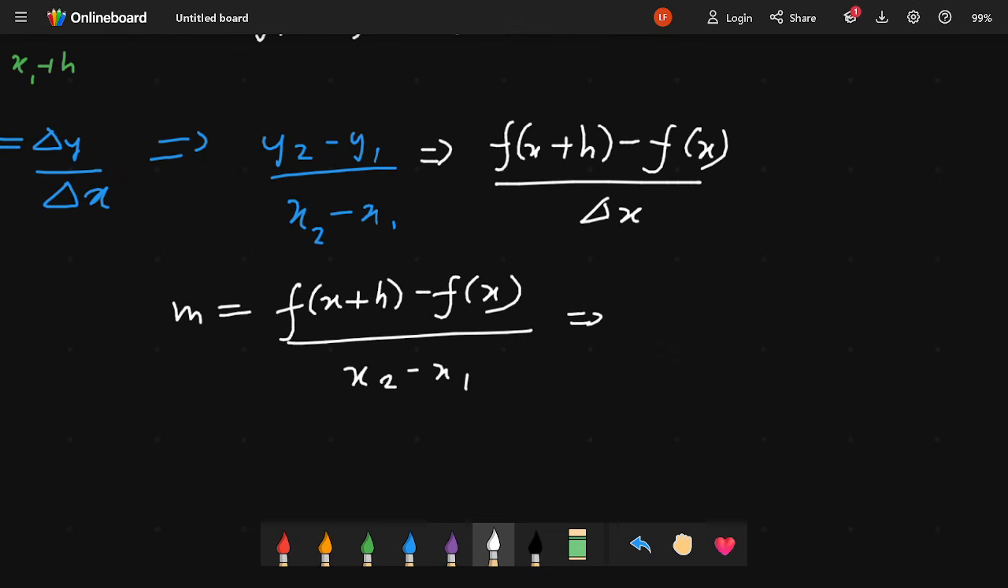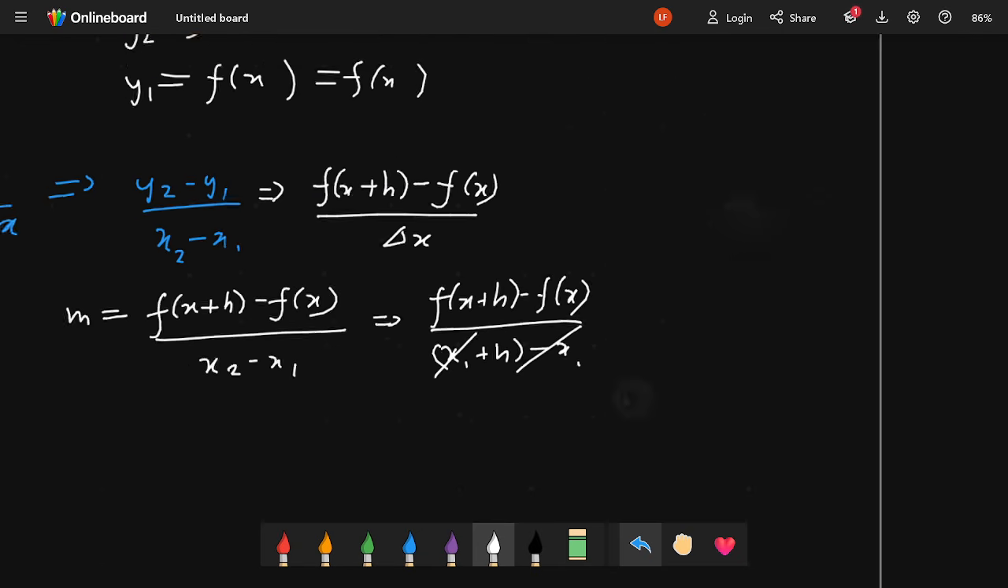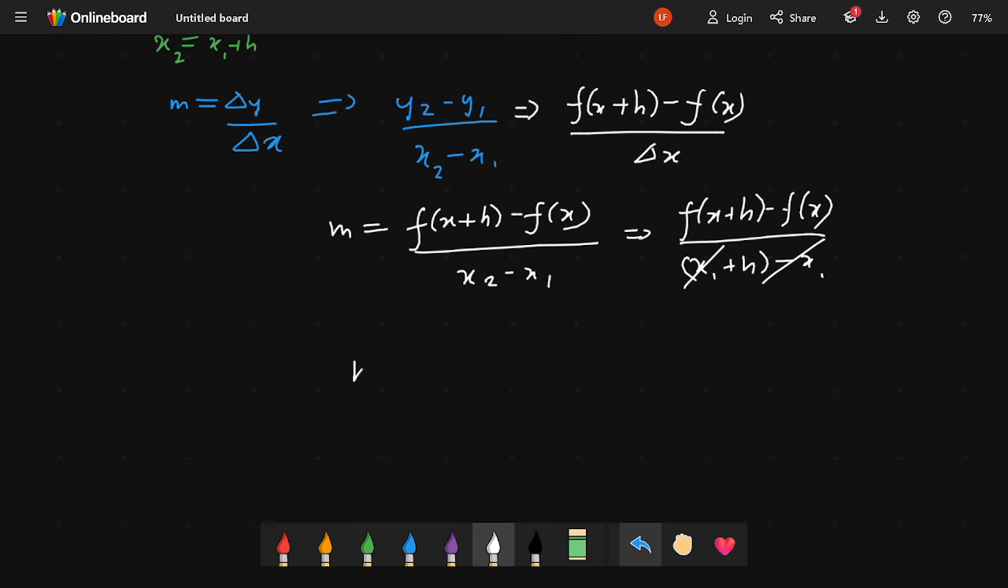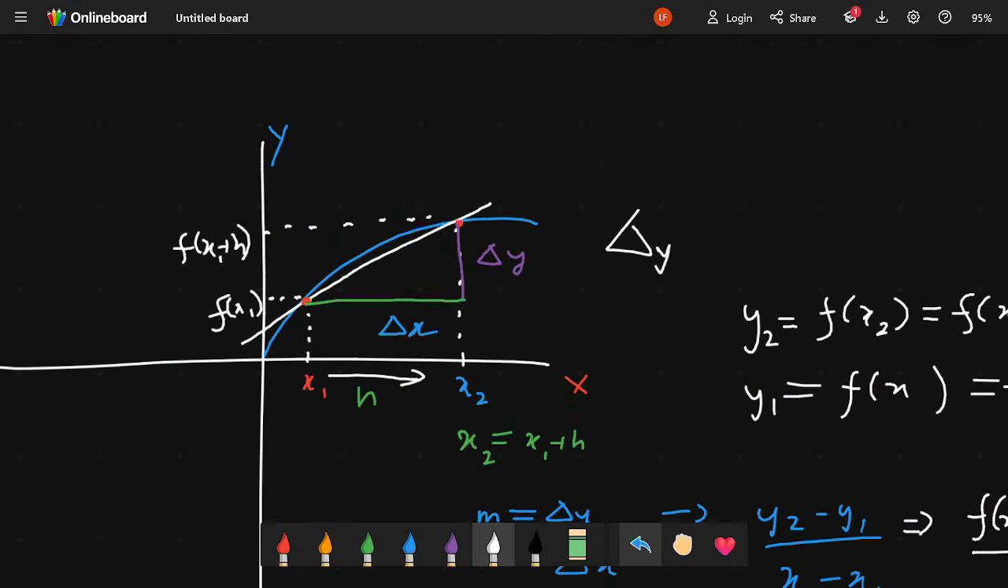And x2 is x1 plus h, and this is minus x1. And on the numerator, we have f of x plus h minus f of x. So these would cancel out, giving you m equals f of x plus h minus f of x over h. Now, this is just our average rate of change. This is delta y over delta x.